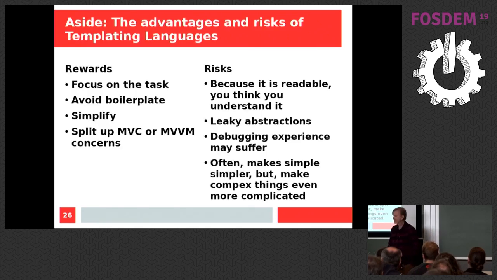So this is what happens when you start using templating languages. This is the risk and reward of templating languages as opposed to your own languages. The reward is that it lets you focus on the task, avoid boilerplate, and simplify. But the risk is that because you think it's readable, you think you understand it. And these are very different things, as anybody who has ever seen a mysterious Ruby error message will confirm. You've got the leaky abstraction problem. Your debugging experience may suffer. So templating languages often make simple things simpler, but make complex things more complicated.